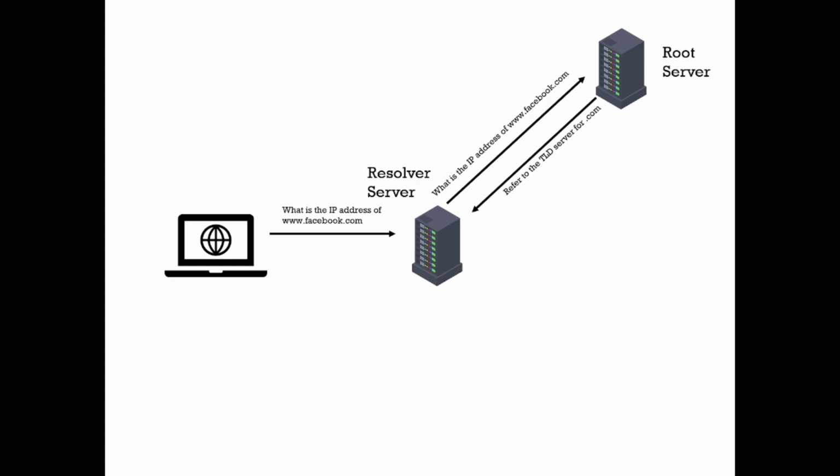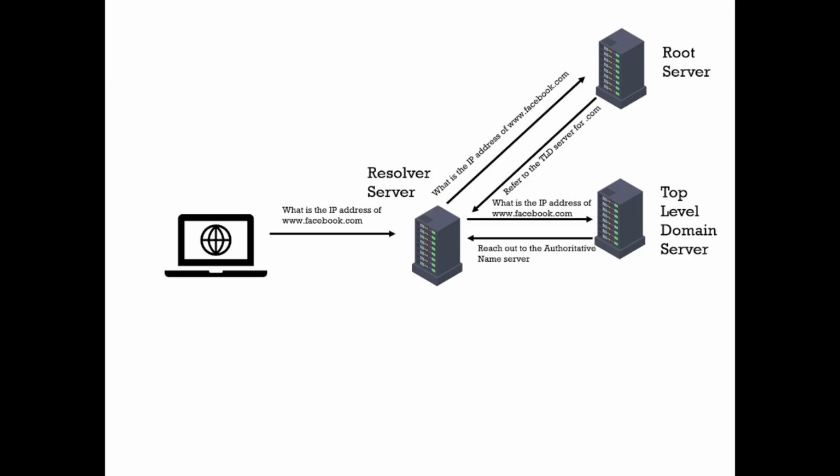So the resolver server now goes ahead and asks the TLD server, okay, what is the IP address of facebook.com? The TLD server doesn't actually have the IP address of facebook.com. What it will now do is say, okay, I don't have the IP address, but I know someone who definitely has it. So I'm going to give you the address of another server that should know the IP address of facebook.com. And then it refers it to the authoritative name server.